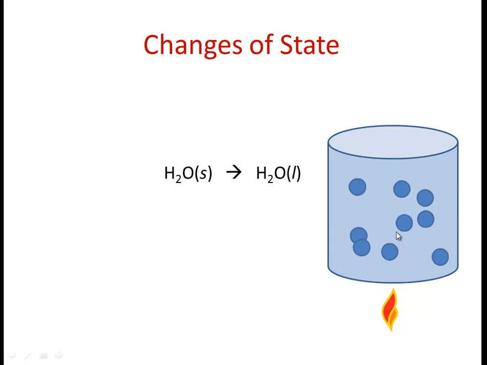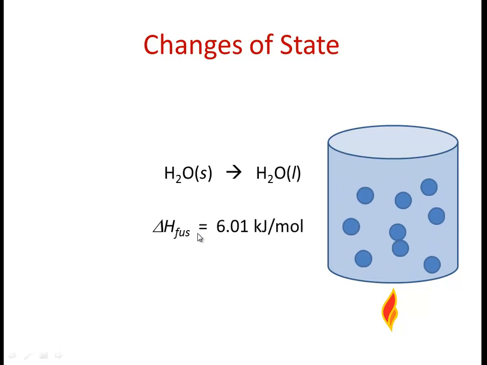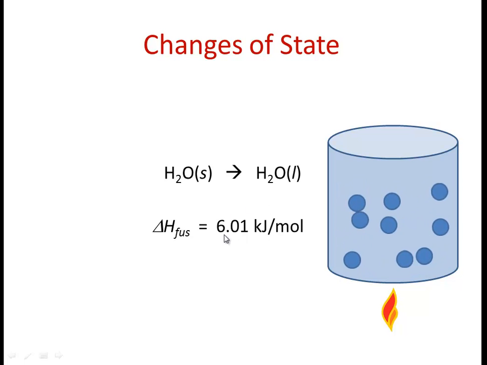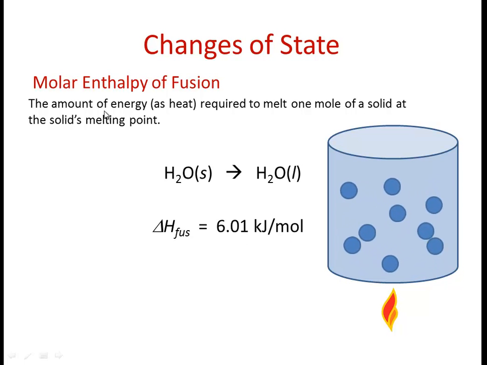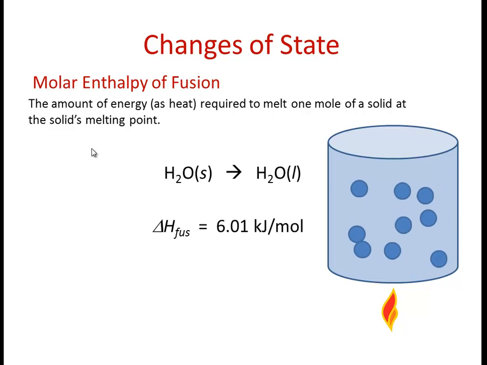That is, they're kind of gliding past each other, and that takes a lot of energy. In fact, this is where the heat of fusion comes in. So the enthalpy of fusion is the heat that's required to melt 1 mole of a substance at its melting temperature. And for water, it takes about 6 kilojoules of energy per mole. Okay, so here's the definition. So that's a definition that we need to know.